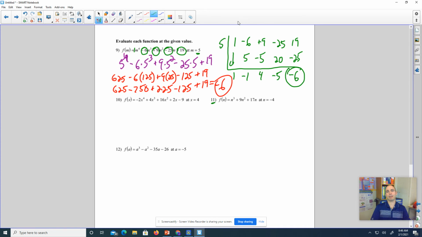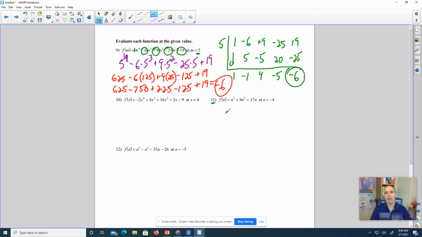In like, what, 20 seconds, I just did the problem that took me, what, 3 or 4 minutes to do when I had a calculator, and I did it in like 20 seconds without a calculator. Anyway, that is the shortcut. Now, I'm going to do 11 using the shortcut. You're more than welcome to go old school and just do order of operations and deal with the exponents and all of that. But I am going to do the shortcut.